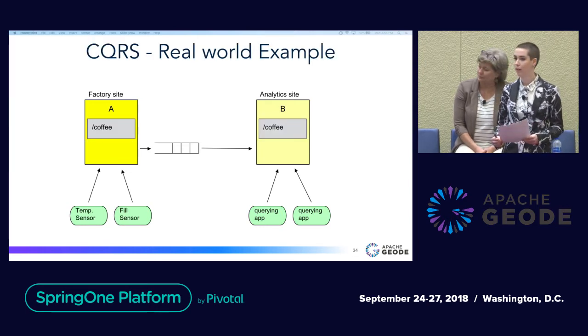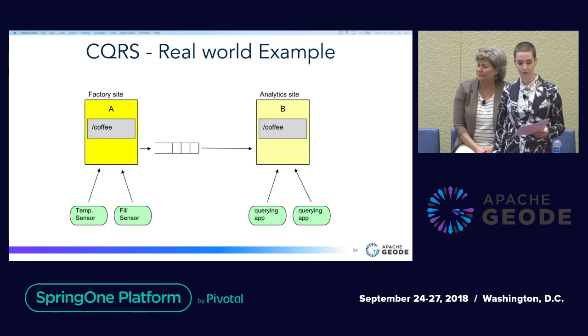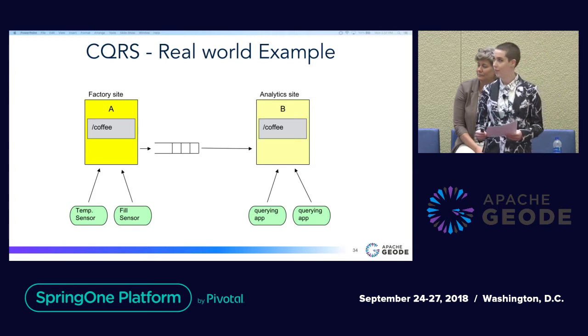So here's an example of where a CQRS pattern might be useful. We have two sites running Geode clusters. One, Site A, is a factory floor where cans of coffee are being produced. Site B is an analytics site where the data from the factory site is being queried and analyzed. In this example, Site A is responsible for commands and Site B for queries. Data is going to flow in only one direction from Site A to Site B.